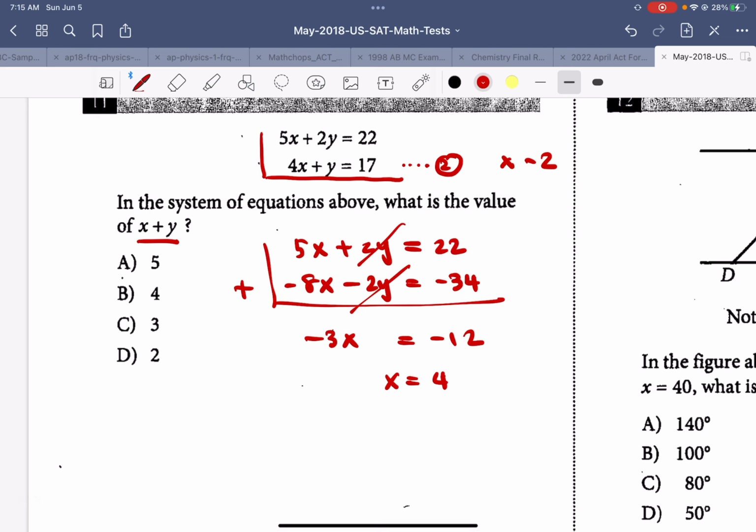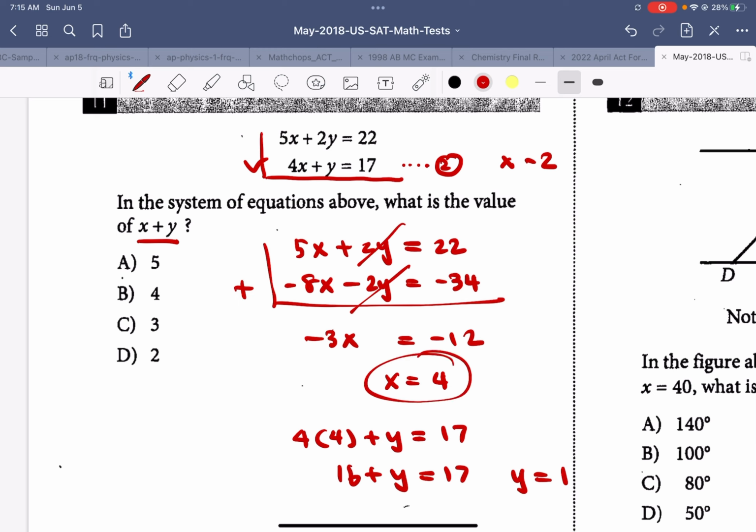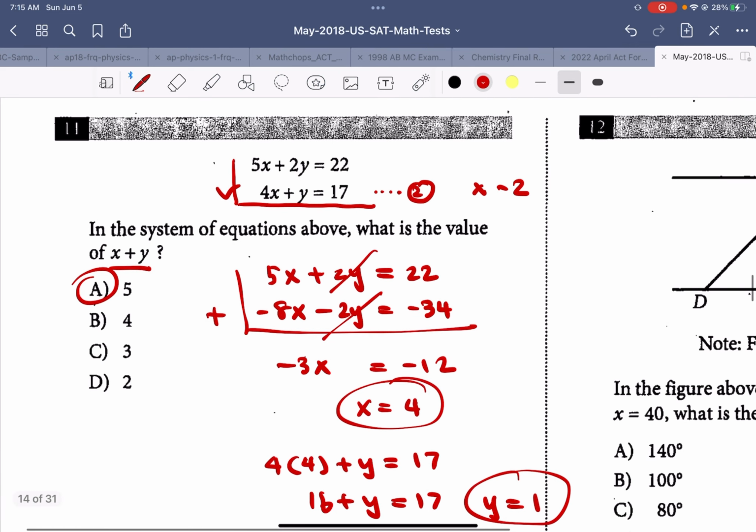Then you can plug it into either one of the equations above here. So I'm going to put in 2 here to get the y value. So 4 times 4 plus y equals 17. So 16 plus y equals 17. So y has to be 1. Now the question is, what is x plus y? So 4 plus 1 has to be 5. So number 11, the answer is A.